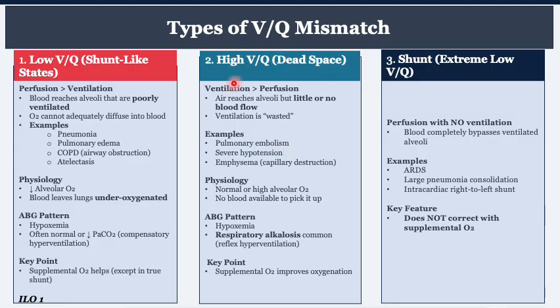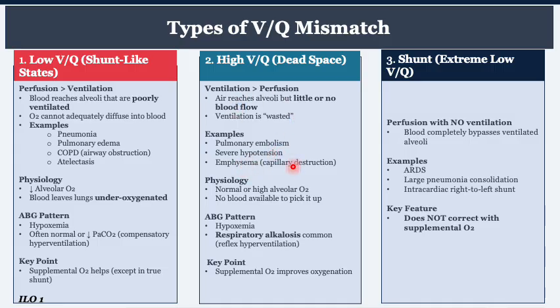So if you have a high VQ mismatch, this is normally seen when the ventilation is greater than the perfusion. So air can reach the alveoli, but little or no blood flow is reaching the alveoli. This is almost considered like the ventilation is wasted. Some examples of this could be PE, severe hypotension, and emphysema.